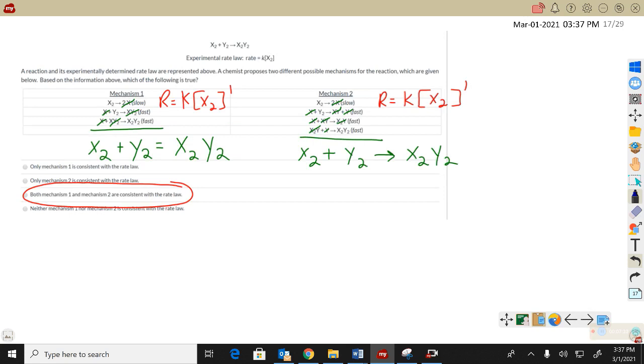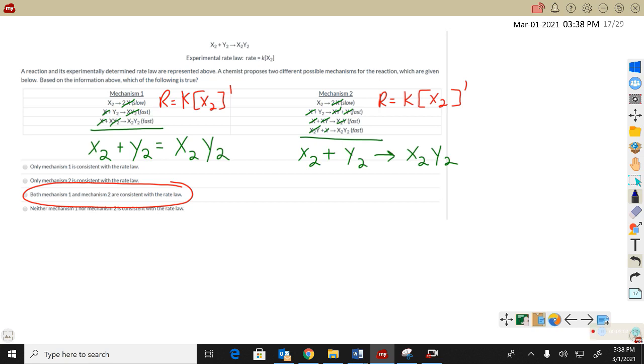Here's 2 mechanisms. I've been given a balanced equation, and I've been given the experimental rate law. In the end, we kind of want to know which mechanisms are acceptable. And so I checked to see that they simplified to the desired balanced equation, and they both do. And then I also wrote a rate law based on the molecularity of the slow step. And in each, it was the same as the experimental rate law.